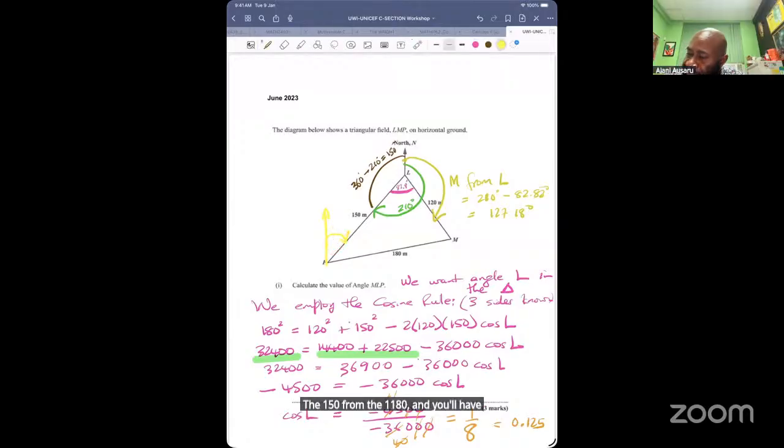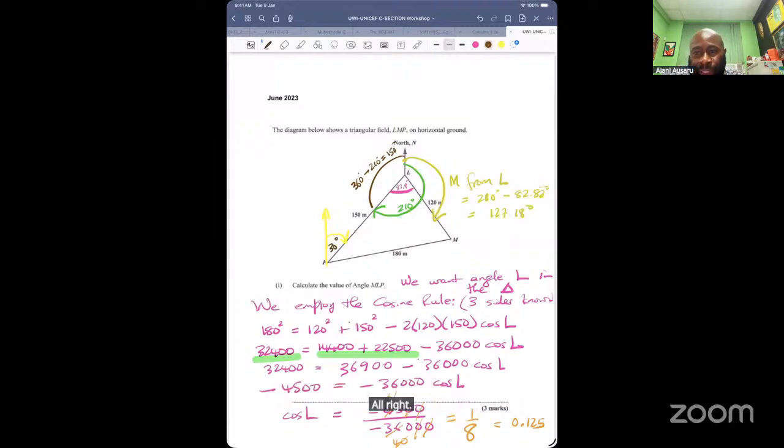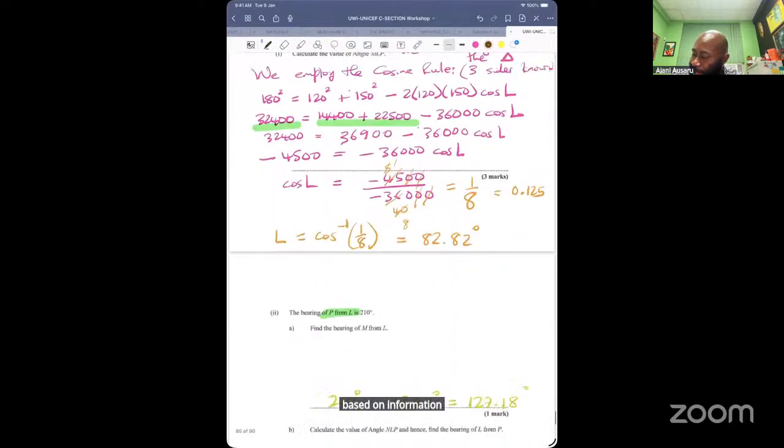I'll give you the 30. That is why it's not a lot of work, you know. That's why it's only 2 marks. That's why sometimes you have to just check yourself and say, am I doing too much work? And you realize we just did 2 steps, we get the 2 marks. It's not the only way of doing it, but the easiest way based on the information. That's 30 degrees. So you can write in the answer.